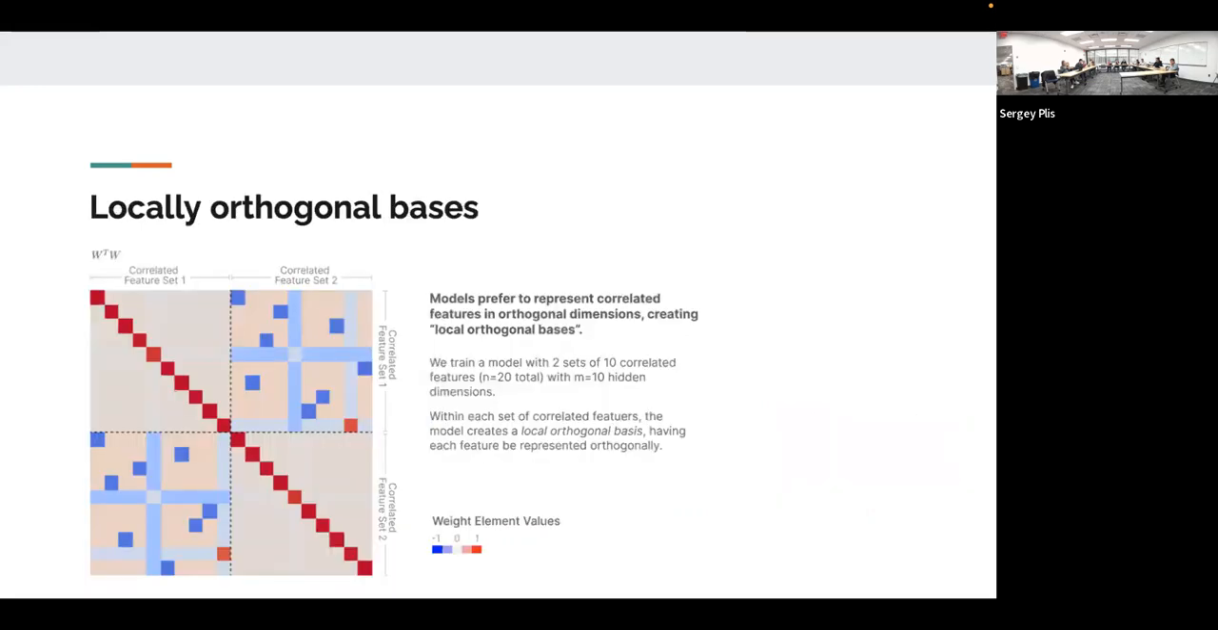So I'll skip over this, but this is a locally orthogonal basis. You can see that if you have a correlated feature set, they have an orthogonal basis with each other, and the two feature sets have some interference with each other.